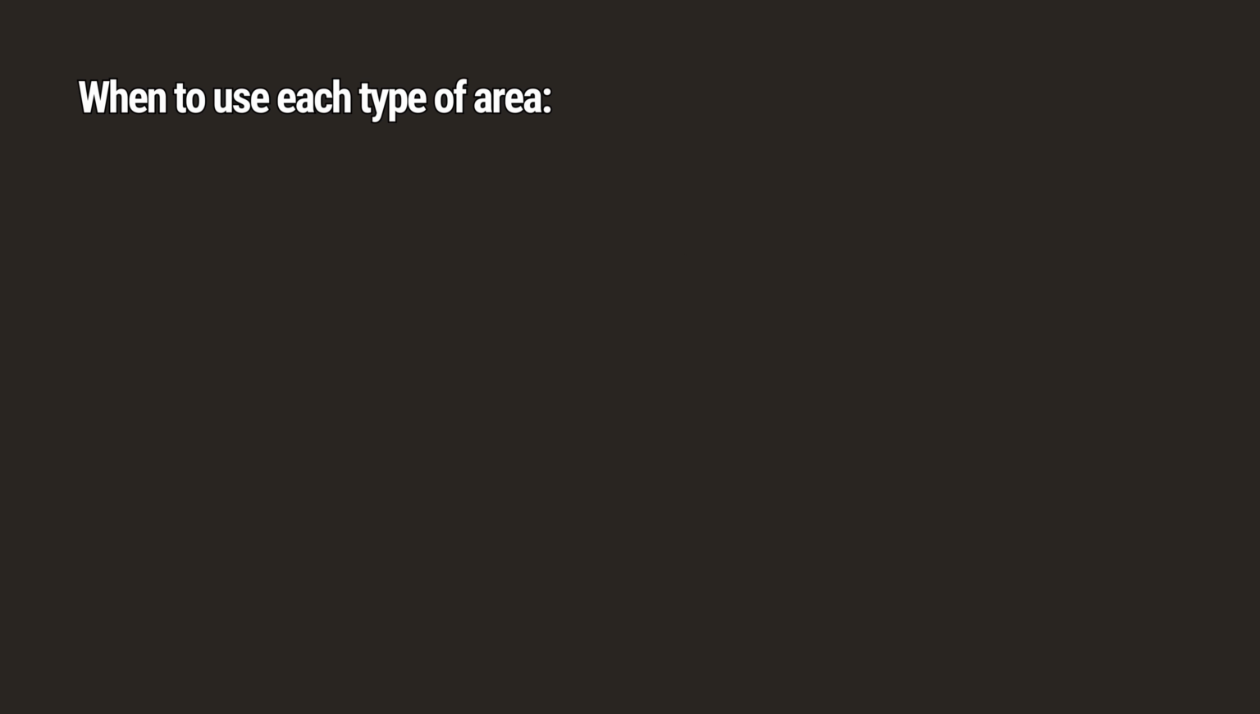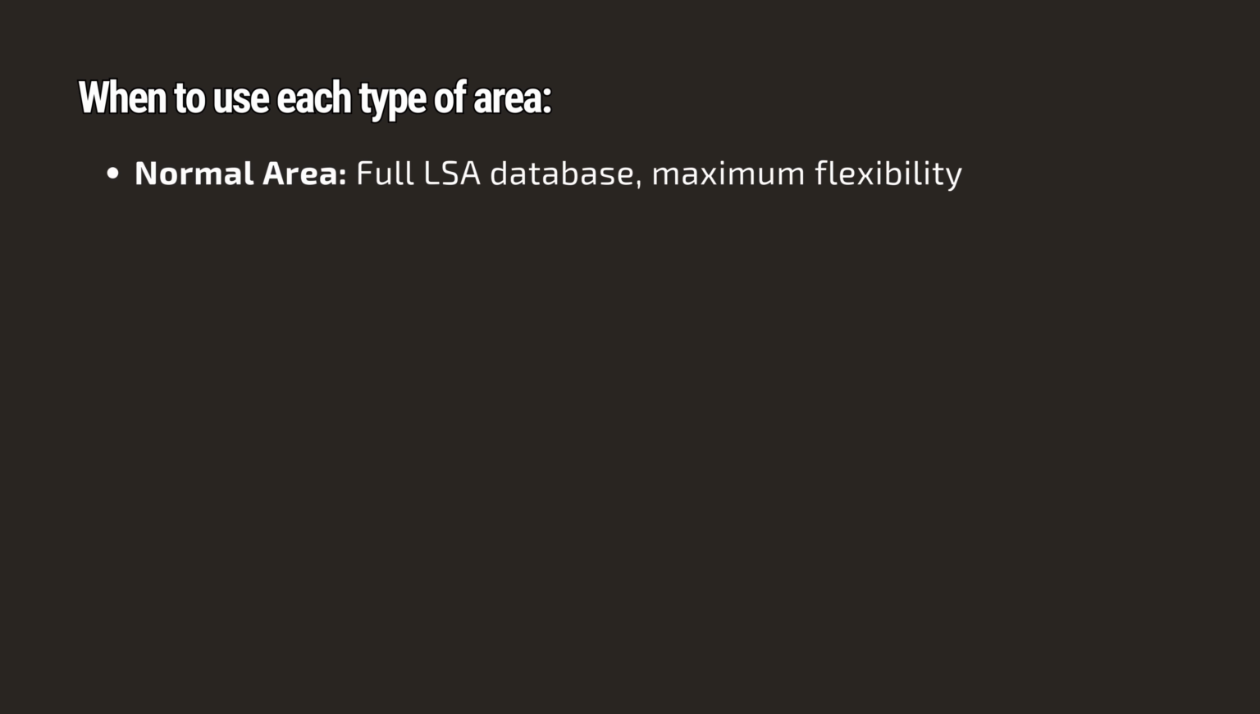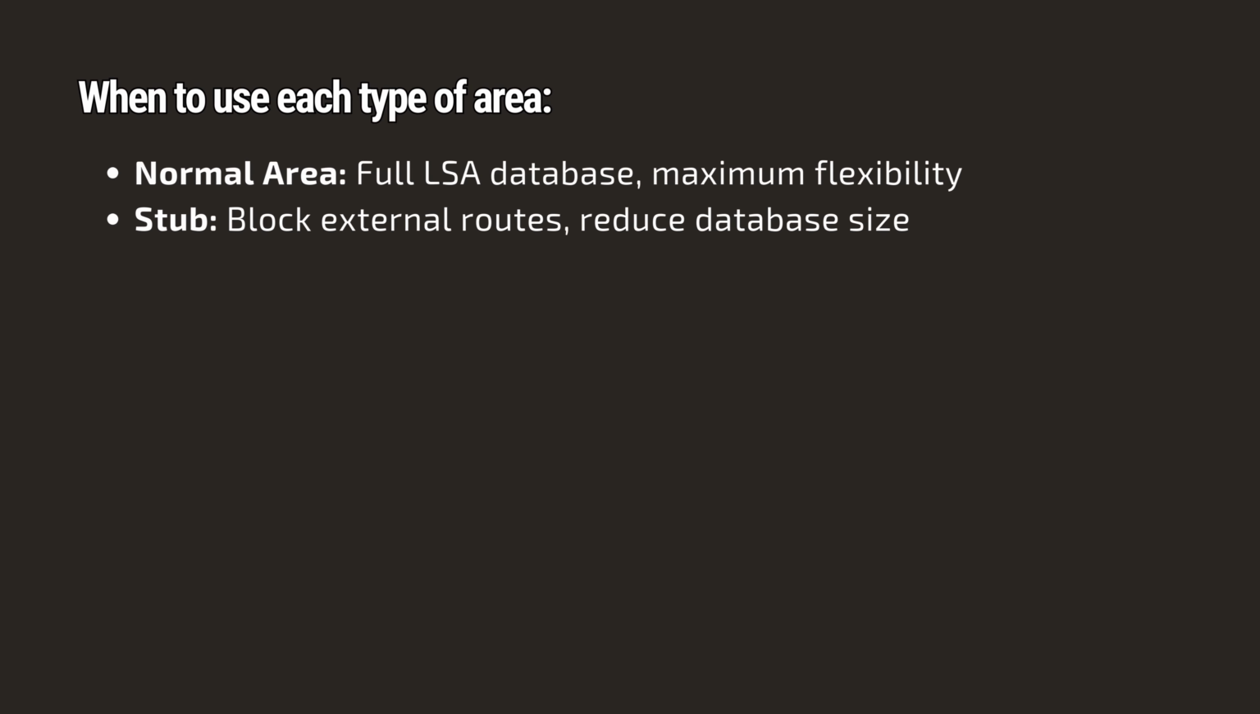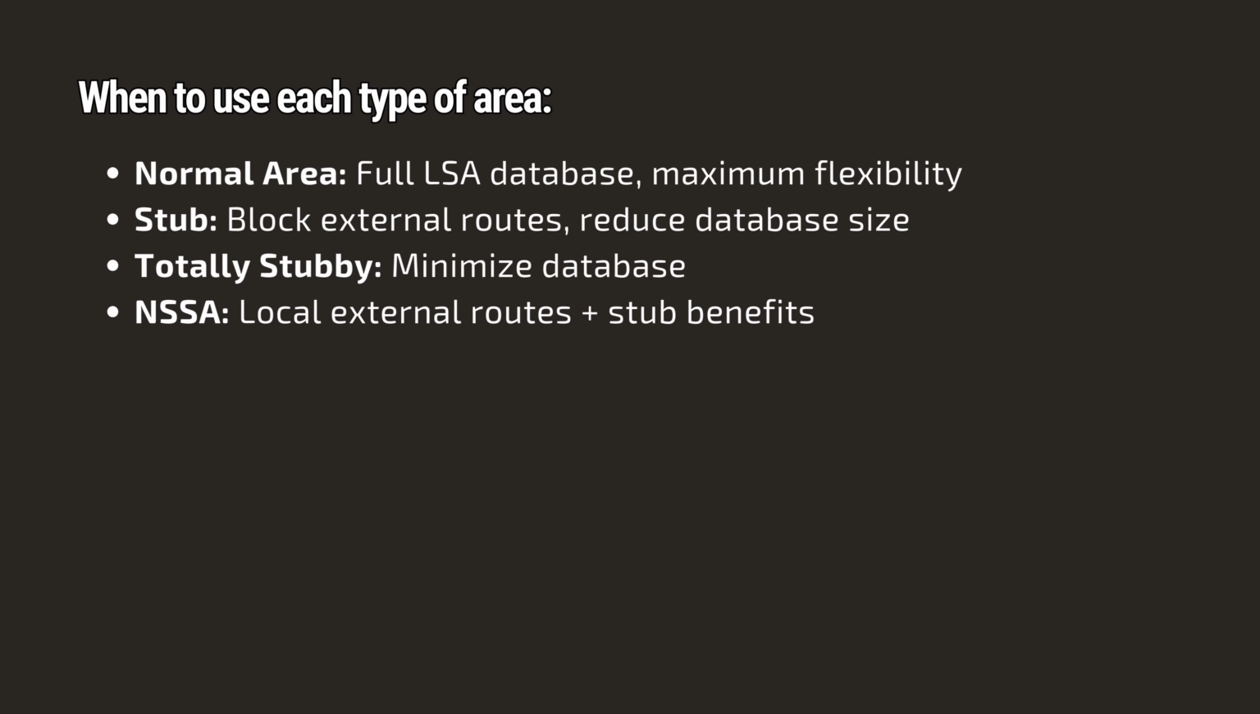When do you use the different areas? You use the normal area for a full LSA database for maximum flexibility. You use the stub area to block external routes and reduce database size. You use the totally stubby area to minimize the database further. NSSAs are used if you want to have local external routes with stub area benefits.